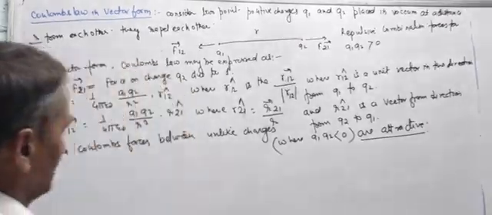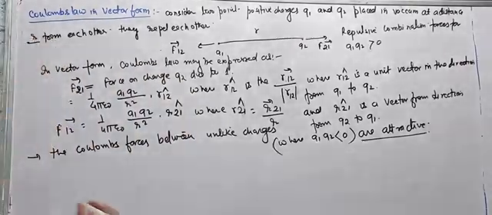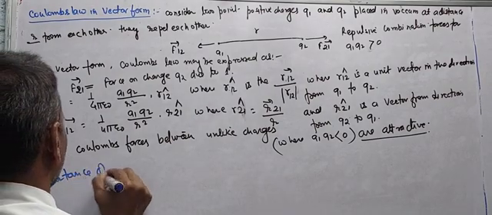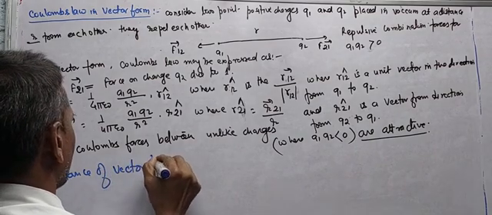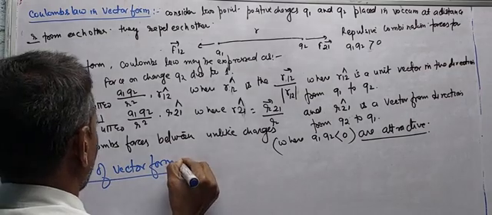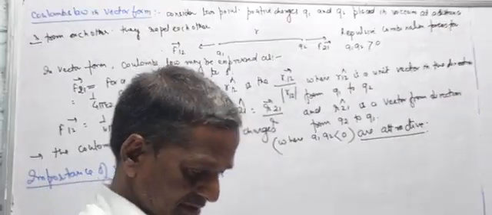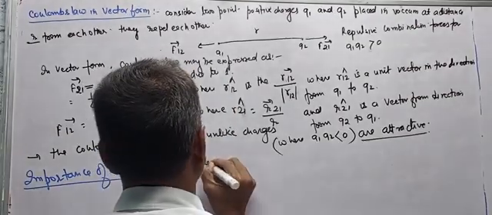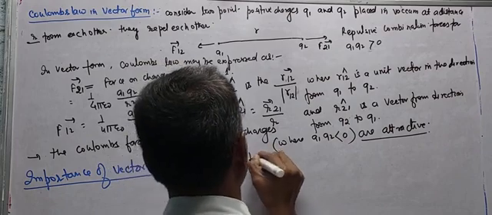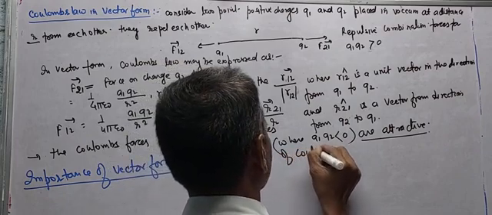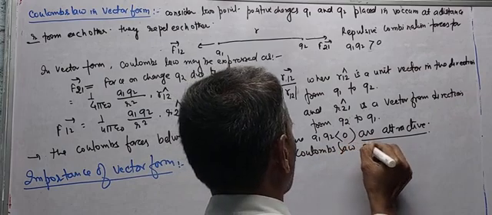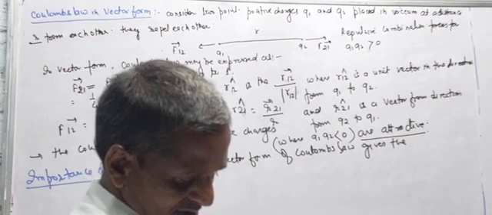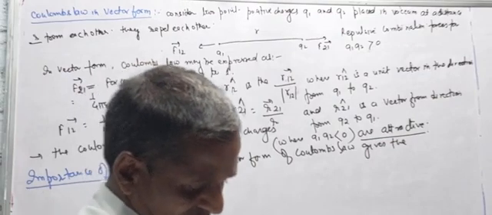Importance of vector form. The vector form of Coulomb's law gives the following additional information.